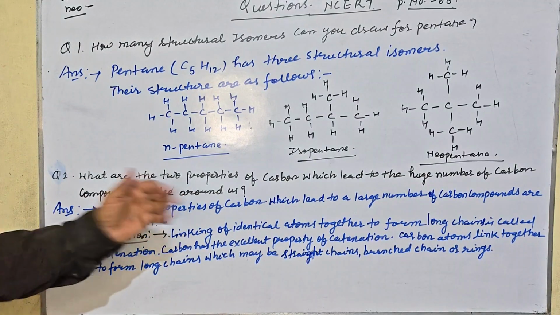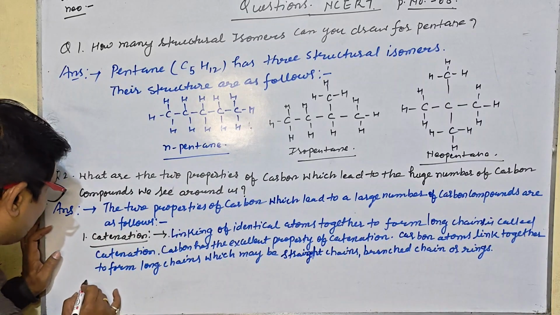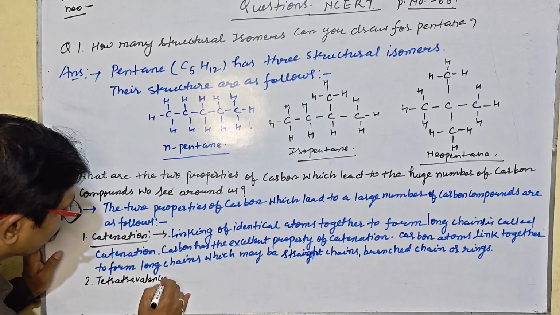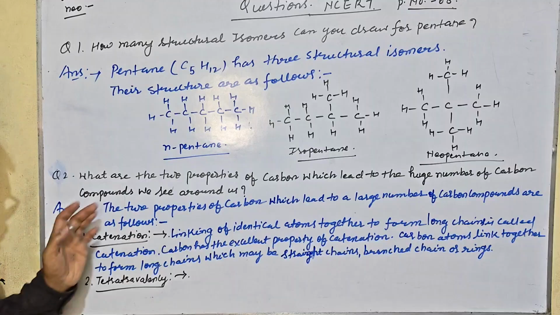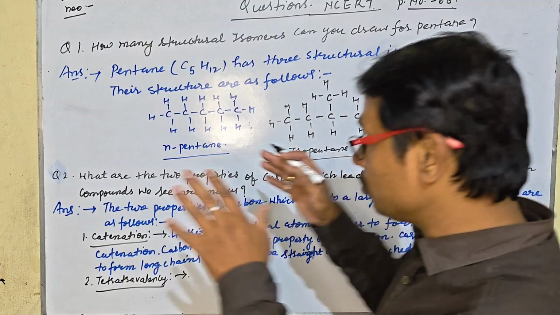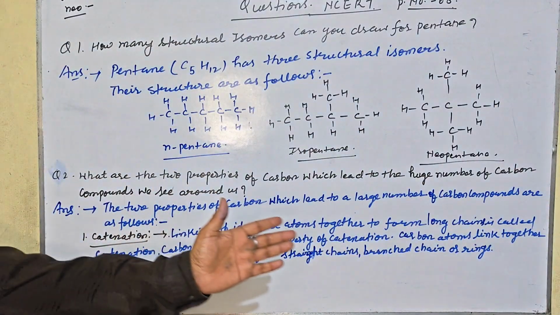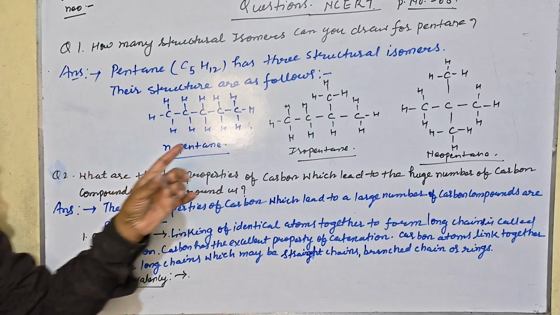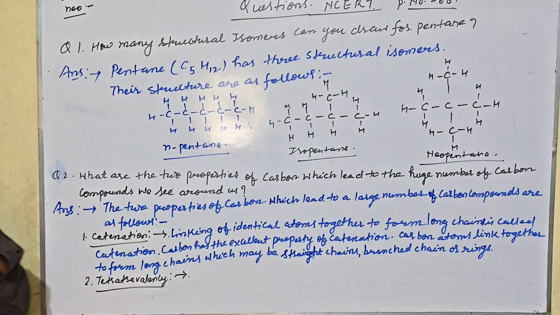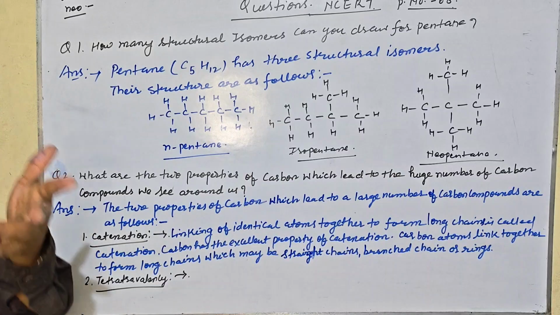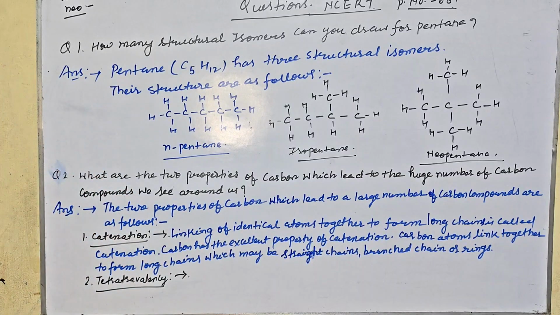The second property of carbon which led to the huge number of carbon compounds is tetravalency. In 2025, CBSE asked tetravalency in a proper way, but it matters that this question may not come directly. They may ask which property of carbon led to the huge number of carbon compounds we see around us. So make it clear: whatever question was asked directly may come in another question form. So don't go through the whole syllabus.